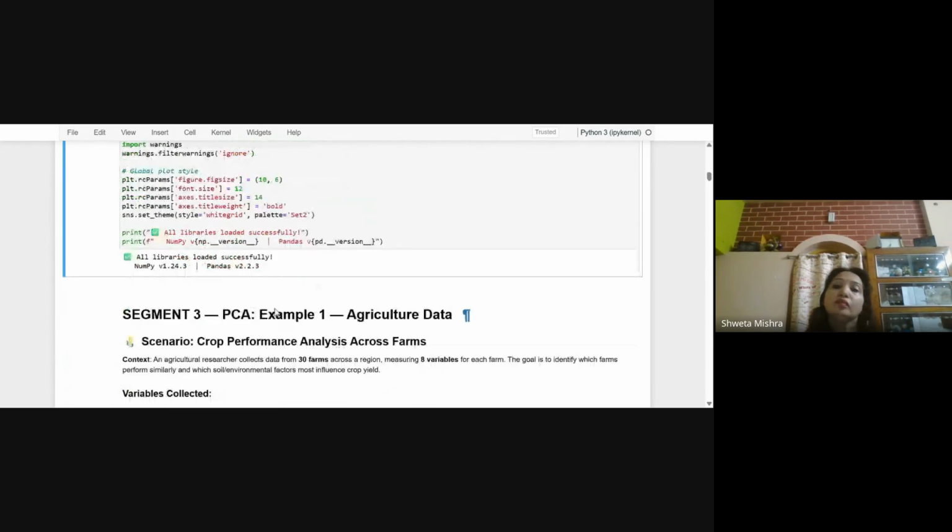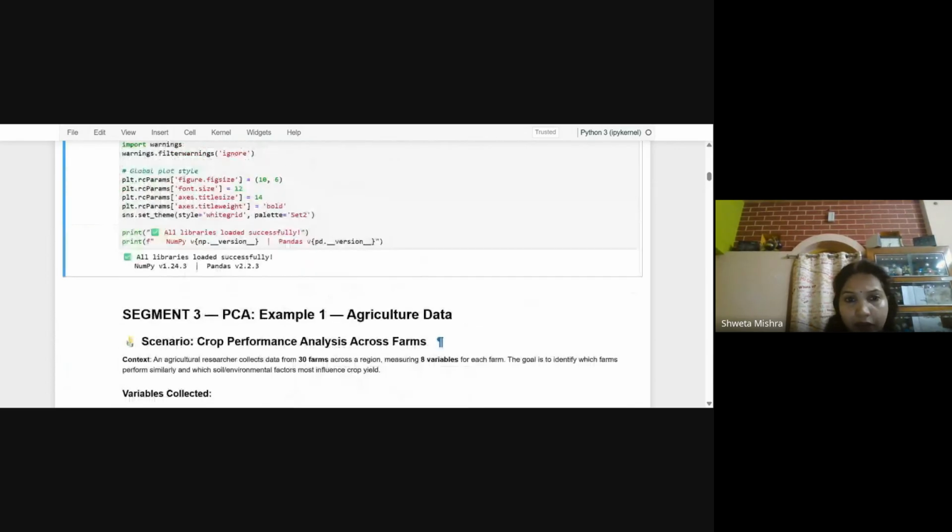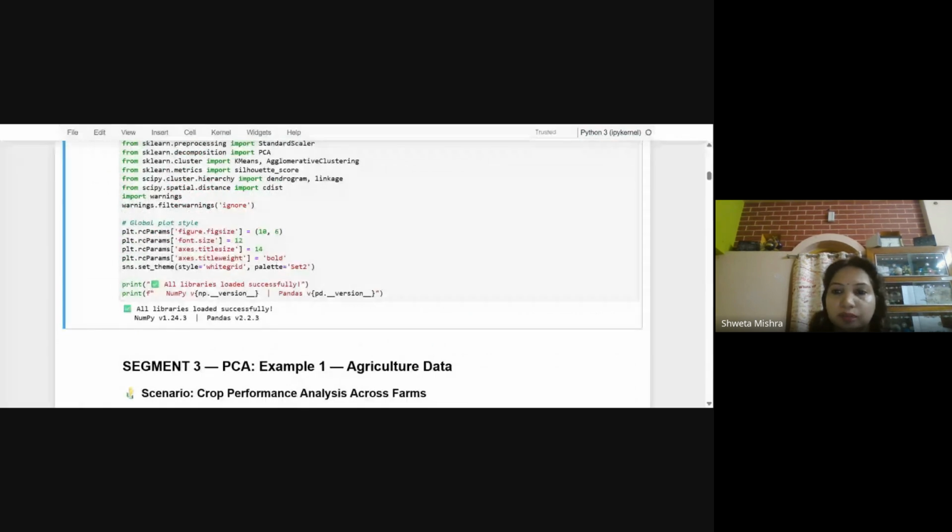Now here for the agriculture problem, I have considered one data set. This one is clear to everyone. Is there any doubt? Anyone? No?